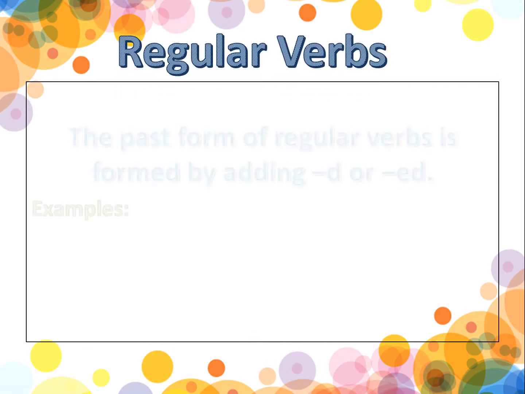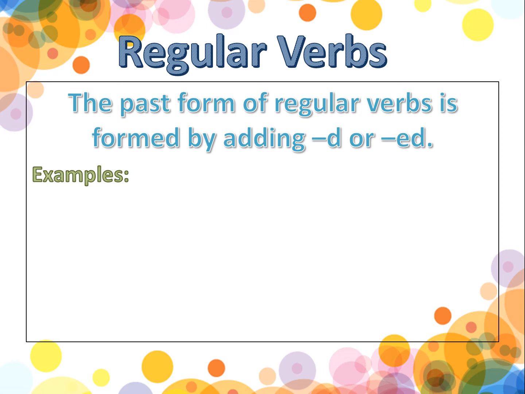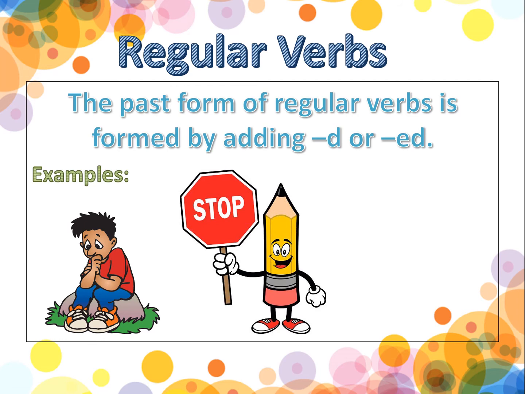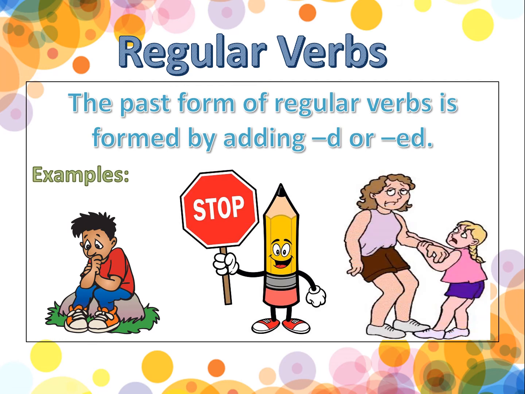The reason is there are regular verbs and there are irregular verbs. Now let me tell you what the regular verbs are. The past form of regular verbs is formed by adding d or ed. For example, skip will become skipped. That is a regular verb. For example, worry would be changed into worried. Stop would be changed into stopped. Then beg would be changed into begged. These are the regular verbs. The regular verbs' past form is made when we add d or ed to the base form.